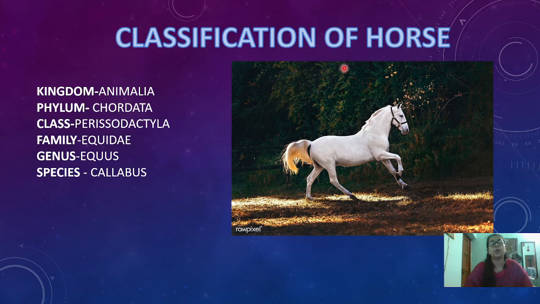Before discussing the evolution of the horse, let's see its classification, that is, which kingdom, phylum, class, family, genus and species it belongs to. It belongs to the kingdom Animalia, phylum Chordata, class Perissodactyla, family Equidae, genus Equus and species Caballus. This is the modern horse which we see in recent times. But before that, the horses were totally different in size as well as in their overall structure. If you want to know how the ancient horse looked, let's begin the discussion.